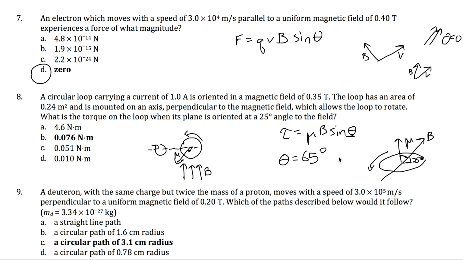So the numbers that you'll plug in here is, you know that mu is your NIA. So this is going to be the current. This is going to be the magnetic field. This is going to be the area. And we already talked about that the angle is 65. So we have just a circular loop, just one. That means N is equal to 1. So we have NIAB and we have theta. Plug all of that in and we'll get answer B.